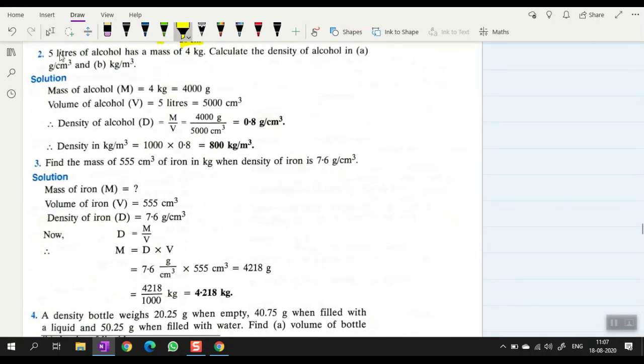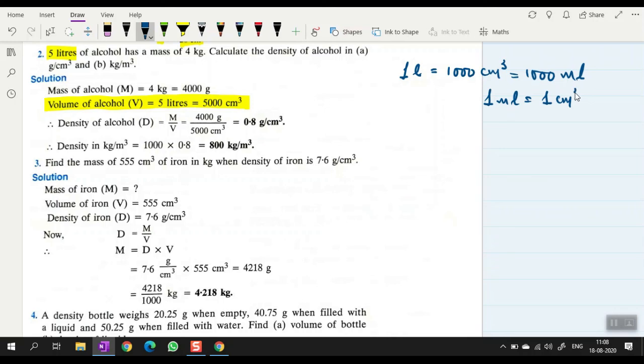5 liters of alcohol. This is the volume of alcohol. 5 liters. Okay, they have converted it into centimeter cube. Always remember, I'll give you one relationship. 1 liter is equal to 1000 centimeter cube, which is also equal to 1000 ml, milliliter. So we can say that 1 milliliter is equal to 1 centimeter cube. Next time if this relation is in front of you, like if some question has been asked and they are mentioning liter or milliliter, you should be able to convert it into centimeter cube easily.